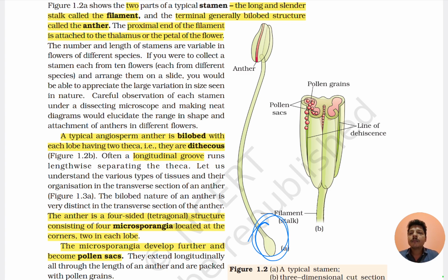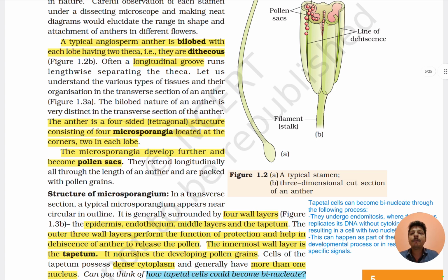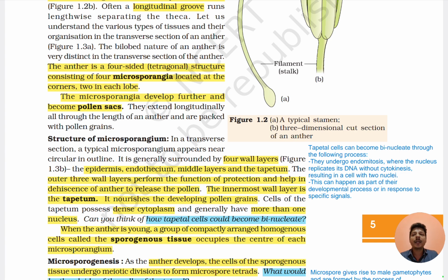Next, the number and length of stamens are variable in flowers of different species. A typical angiosperm anther is bilobed with each lobe having two theca. Here again the diagram is there. The anther is bilobed with each lobe having two theca, that is, they are dithecous. Often a longitudinal groove runs lengthwise separating the theca. Next, the anther is a four-sided, tetragonal structure consisting of four microsporangia located at the corners, two in each lobe. The microsporangia develop further and become pollen sacs.